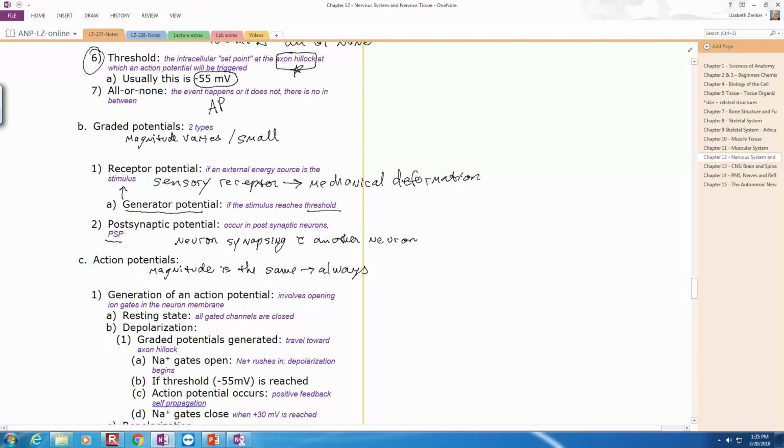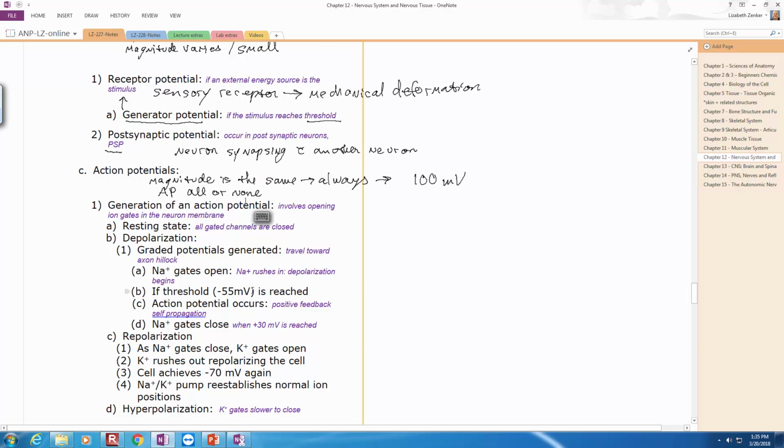And what's our magnitude? 100 millivolts. Okay. And this is an action potential is all or none, right? It either happens or it doesn't. Okay. So back to that receptor potential, we said it was sensory.